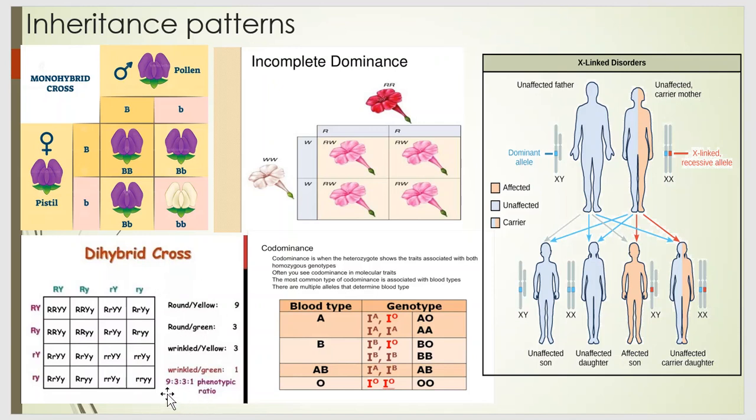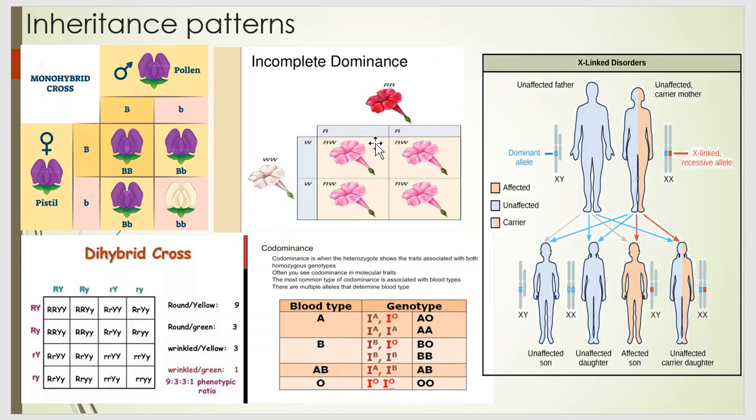And look what's happening here. We end up with the 9 to 3 to 3 to 1 pattern, which is 9 round yellow, 3 round green, 3 wrinkled yellow, and 1 wrinkled green. From this, what we can conclude is that the round trait can go with yellow, and it can also go with green. So what does that mean? This shows that the alleles are completely independent. One allele which is responsible for round can go with either yellow or green. So they are not dependent on each other. This proves Mendel's second law, which is called the law of independent assortment.